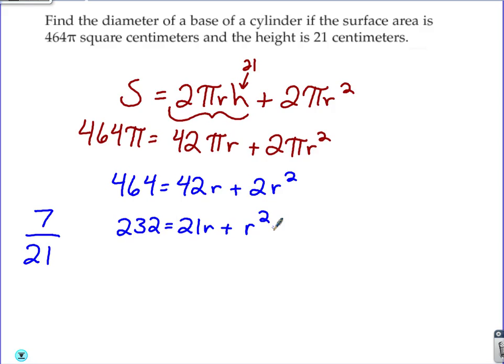Since it's quadratic, let's go ahead and solve it. Let's get it in the right form. You're used to seeing it as r squared plus 21r, right? Move the 232 over: minus 232, and I'm going to put the equals at the end, equals 0. You have a quadratic equation. Never forget how to solve quadratic equations. They pop up all the time.